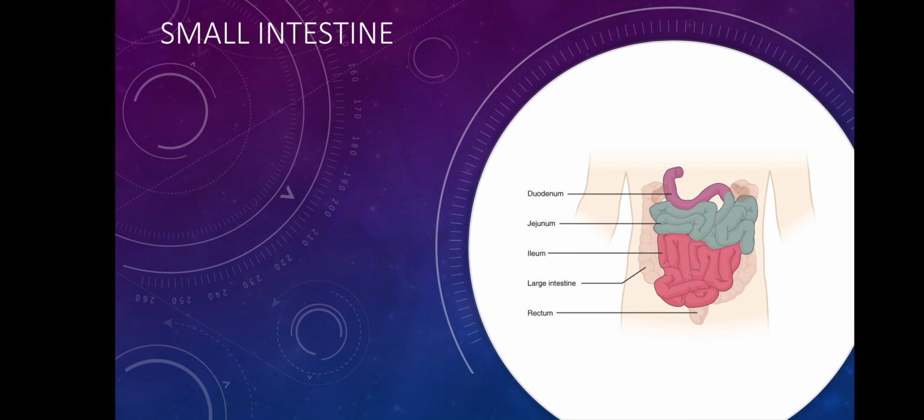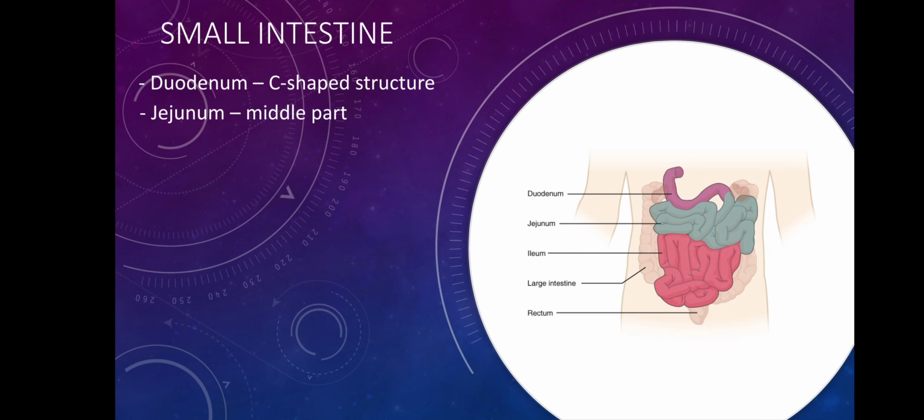So it's split into 3 sections. Most of the chemical digestion takes place here. So the first part would be the duodenum, which is a C-shaped structure, the jejunum, which is the middle part, and the ileum, the last and longest part of the small intestine.